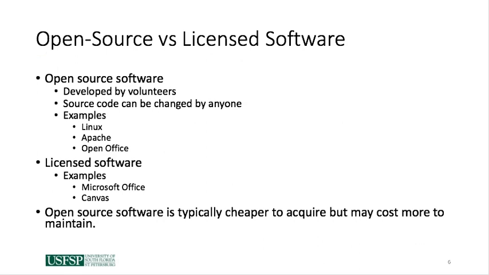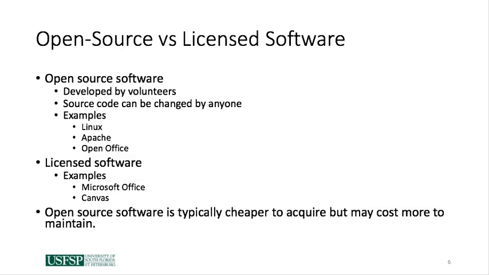Another distinction you can make when it comes to software is between open source and licensed software. Open source software is developed by volunteers, which means that the source code, i.e. the actual more or less human readable form of the software, can be modified by anyone. Examples are Linux, the operating system we mentioned earlier, Apache, software used to run web servers, and OpenOffice, an open source alternative to Microsoft Office. Open source is often free when you acquire it.